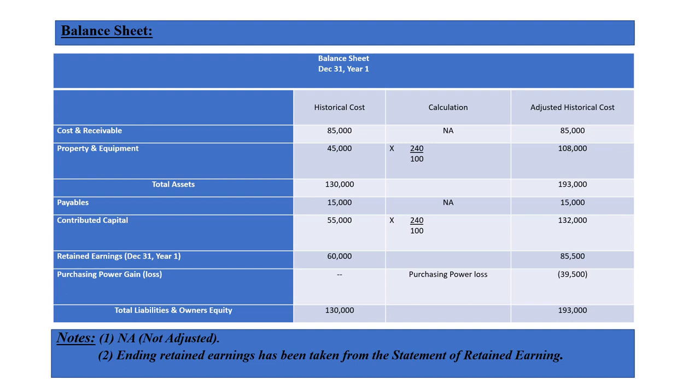Property, plant, and equipment times the current price index, which is 240, over the historical at the date of purchase, the date of establishing the company, which is 100. The same for contributed capital: 240 over 100. The result is 108,000 property and equipment, and 132,000 contributed capital. Ending retained earnings I get from the statement of retained earnings. Total assets has to equal total liabilities and owner's equity: 193,000. 193,000 minus the total of payables and contributed capital gives the purchasing power gain or loss, 39,500, taken from the statement of retained earnings.